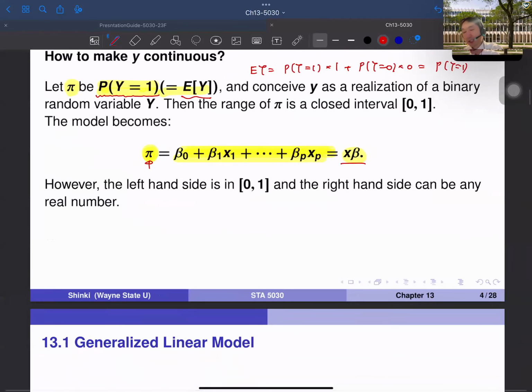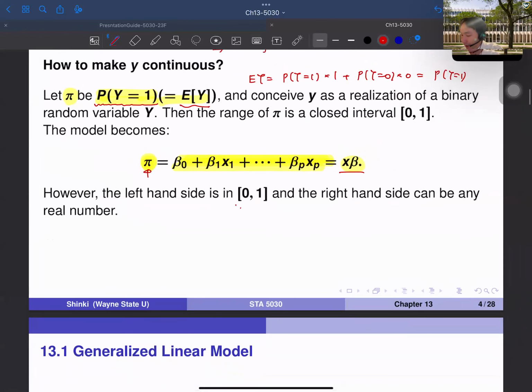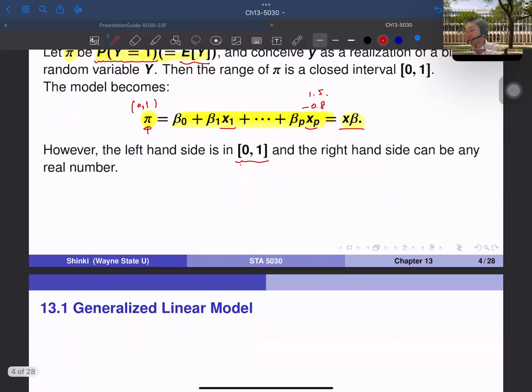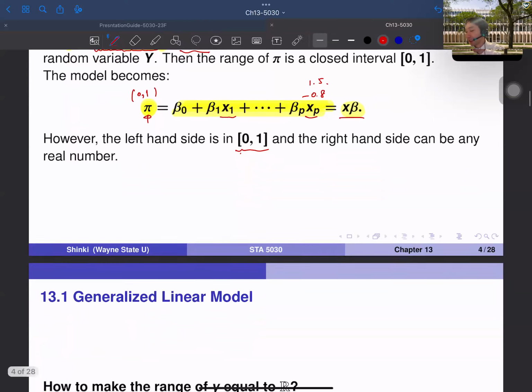Okay, so now everything becomes continuous, but the problem is pi is still bounded by 0 and 1. That is a problem because if we consider any possible predictor values, the right-hand side may be 1.5, or maybe negative 0.8 or something like that. That is actually not good because the response is between 0 and 1, so the predicted value should be between 0 and 1. 1.5 does not make any sense, because the response is either 0 or 1.